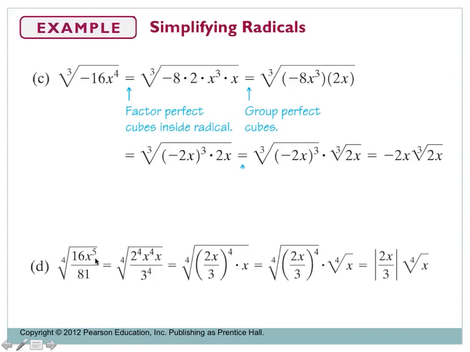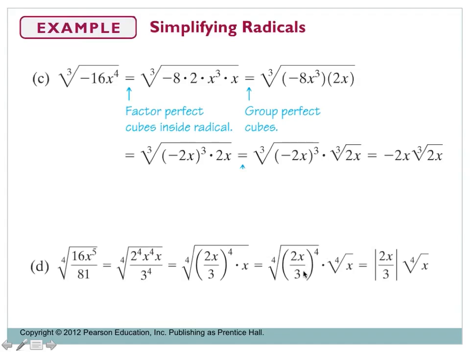Now we want to look for a nice power that lives inside of this x to the 5th. So we're looking for x to the 4th, or some multiple of that. So what we can do is break down our x to the 5th so that it's x to the 4th times x. And then we're going to group everything that's a perfect 4th power together. So we have 2x over 3 all raised to the 4th. That comes from this 2 to the 4th, x to the 4th, and 3 to the 4th. And then we have this little x left over.